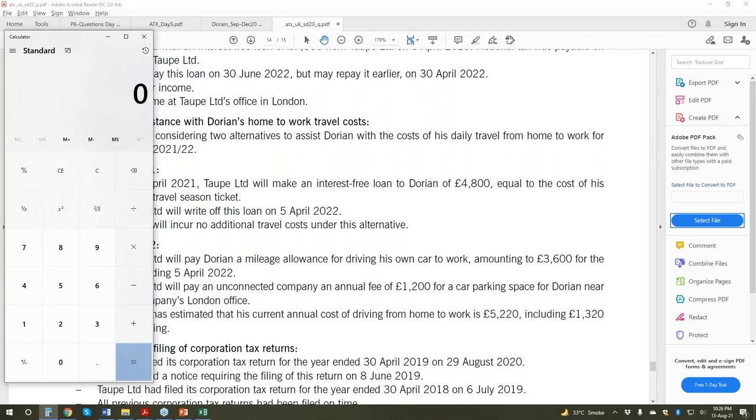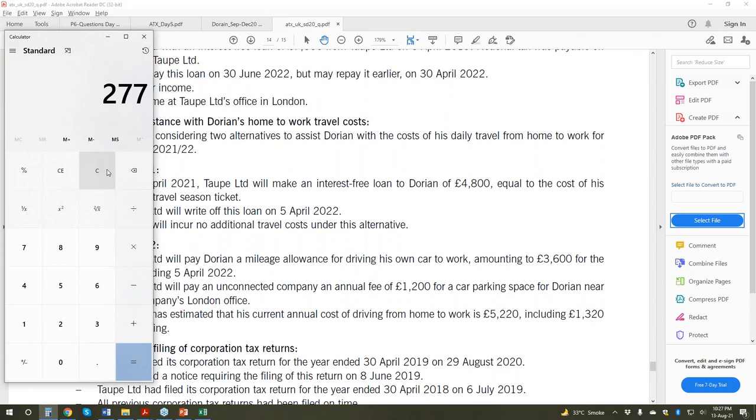So if I update my answer, it will be 7500 plus 4800, sorry, 12,300 times 2.25%, it will be almost 277. 277 pounds will be the benefit in kind. Both the average method and the precise method will result in the same answer. Reason being, number one, it is an interest-free loan. Number two, no repayment has been made during the year. So both of them will result in the same answer.